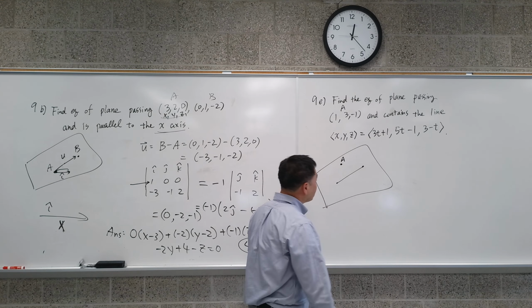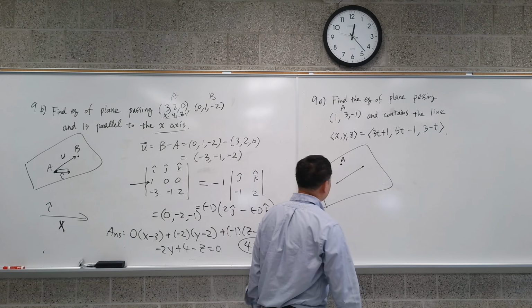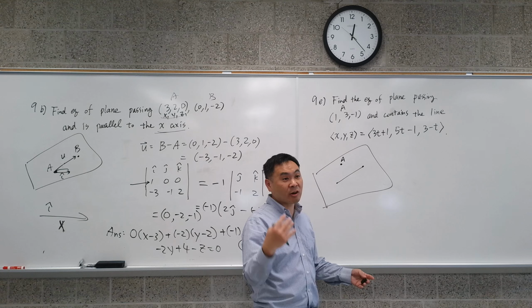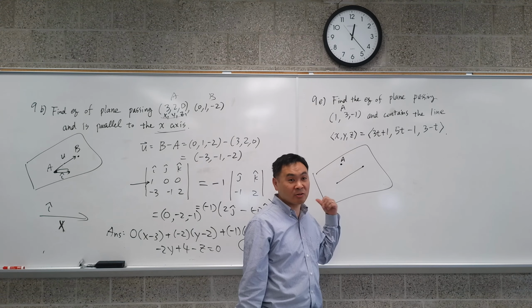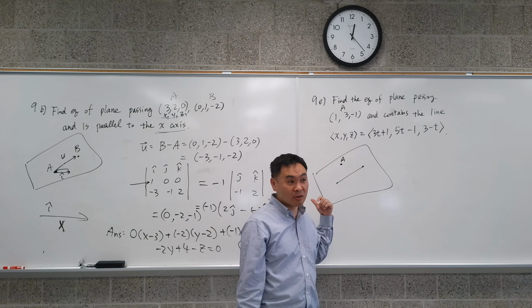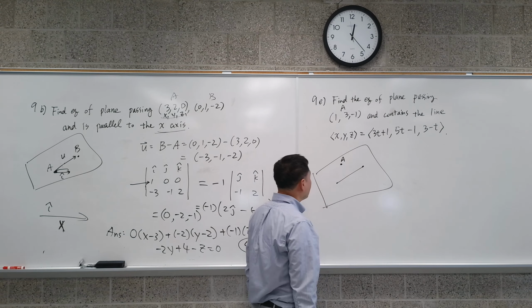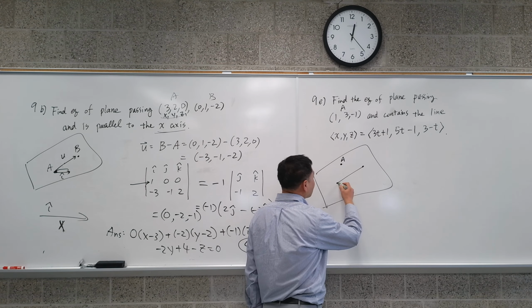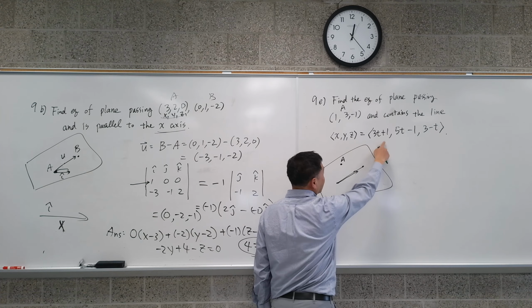So one way to do it is, again, we're going to apply the same idea. Just find two vectors that are inside the plane, and then take the cross product that gives you the normal vector, and then you can just plug it into the equation for the plane, right? The problem is, I know this directional vector. What's the direction of this line?